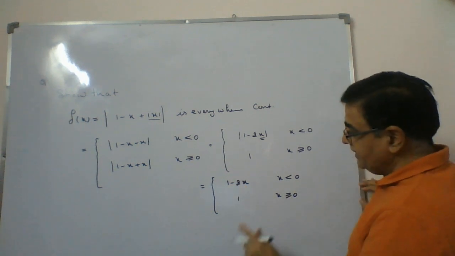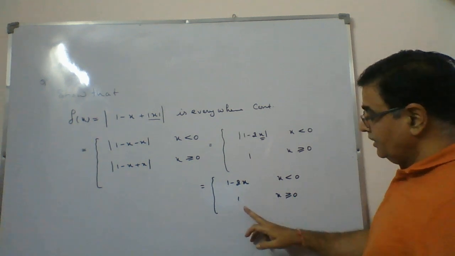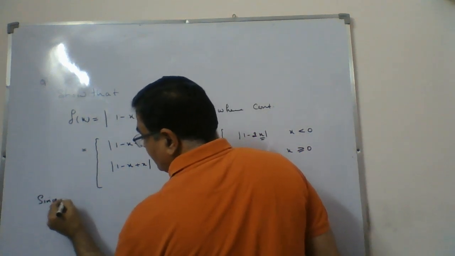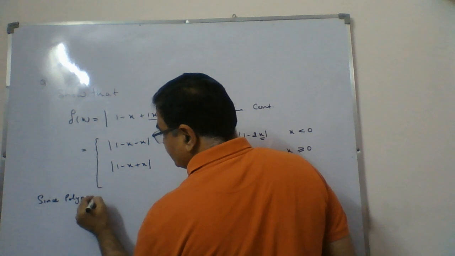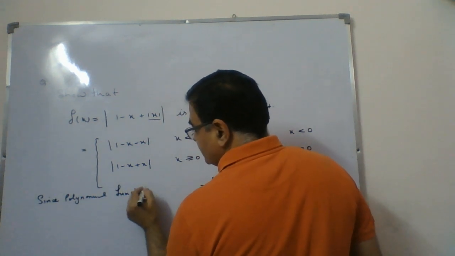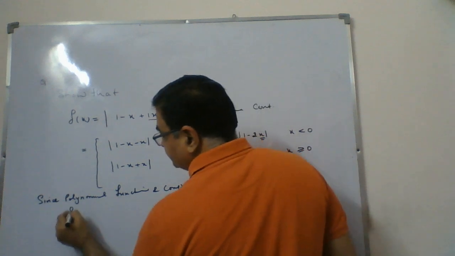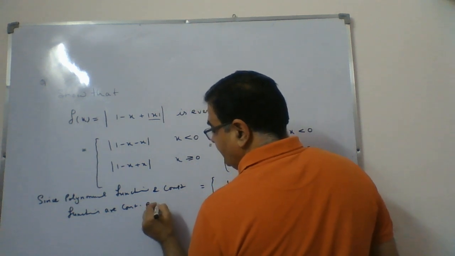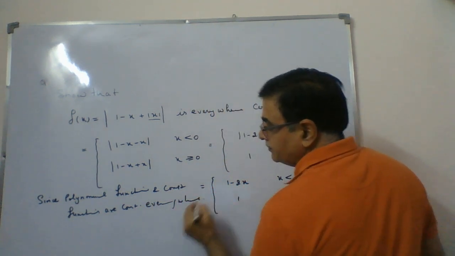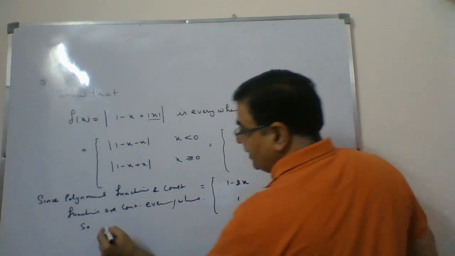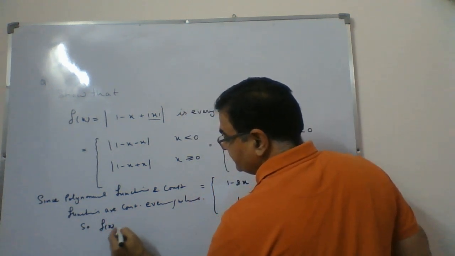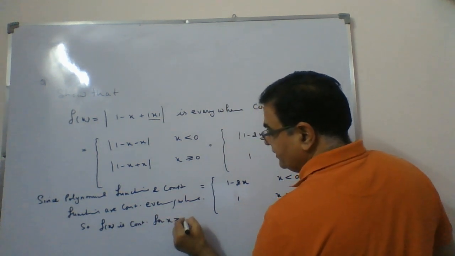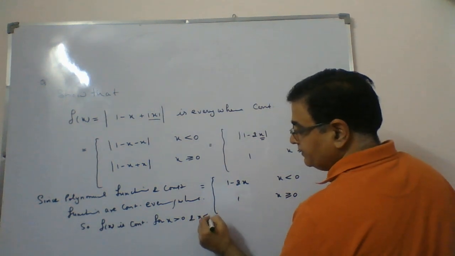Then I'll take x less than 0, it is a polynomial, and this is a constant. So we say, since polynomial function and constant function are continuous everywhere, f(x) is continuous for x greater than 0 and x less than 0.